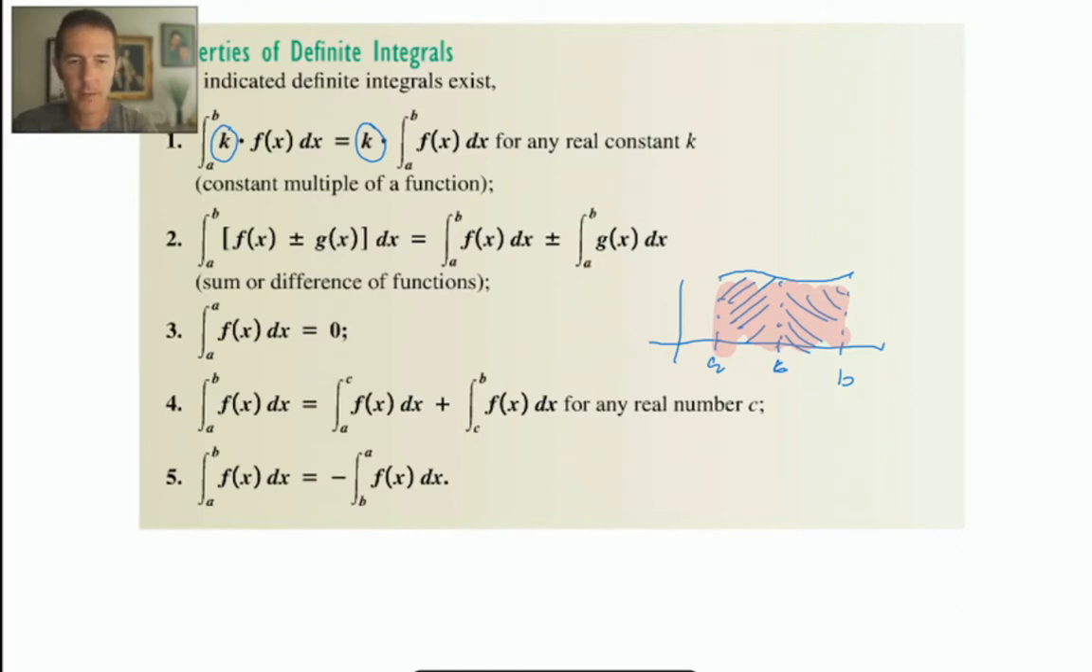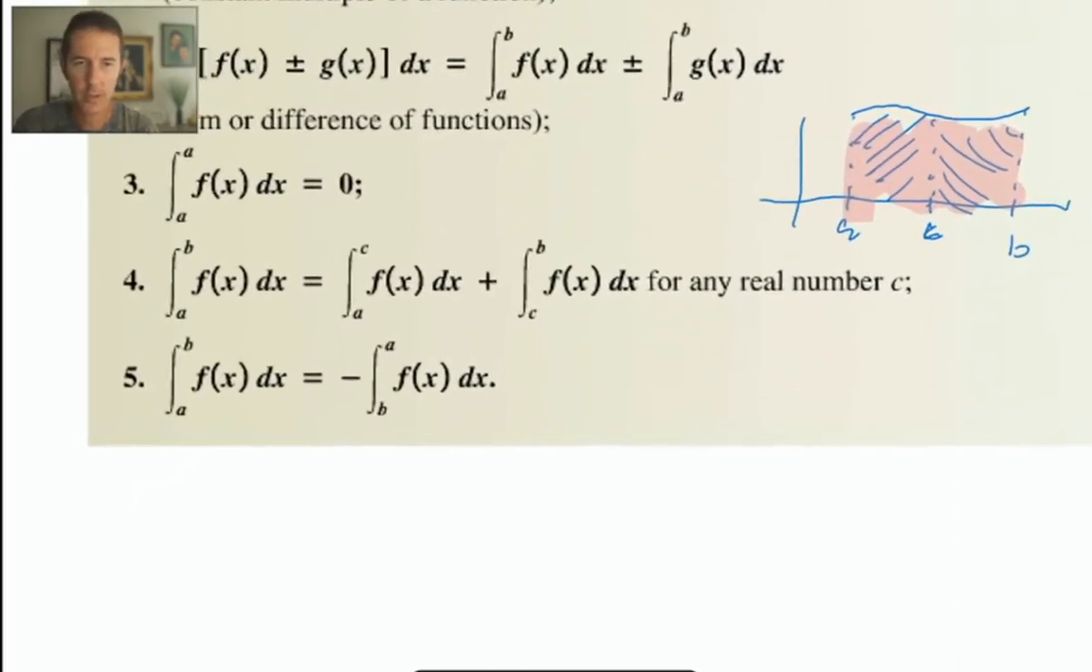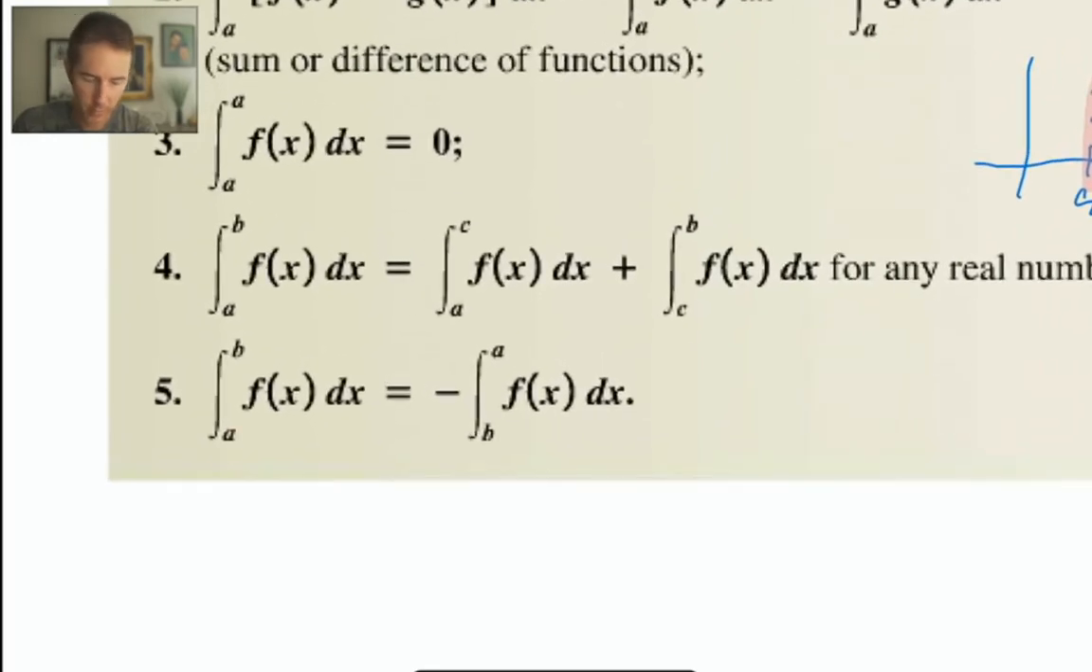And number 5 says that you can switch your limits of integration. Instead of going from A to B, you can go from B to A, but if you do that, you're going to get the opposite of the area, quote unquote, that you would have otherwise.